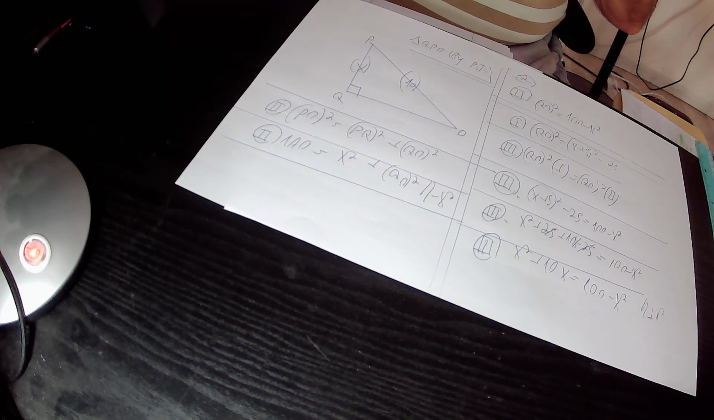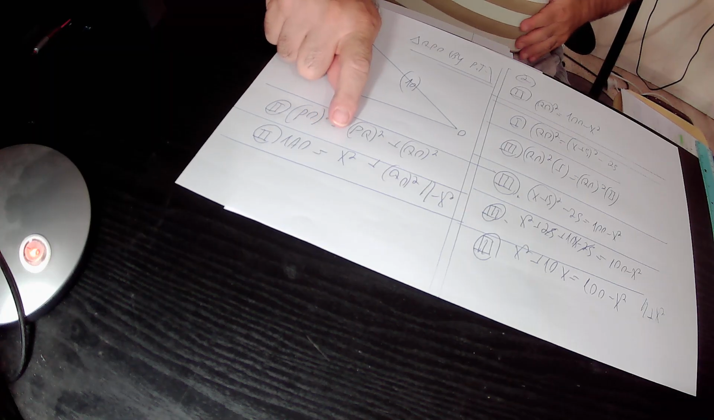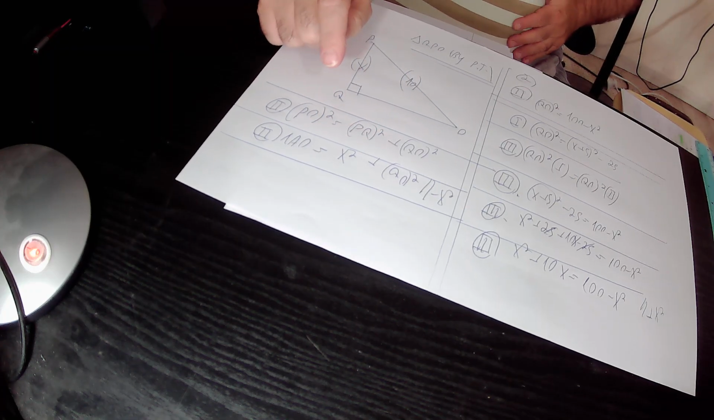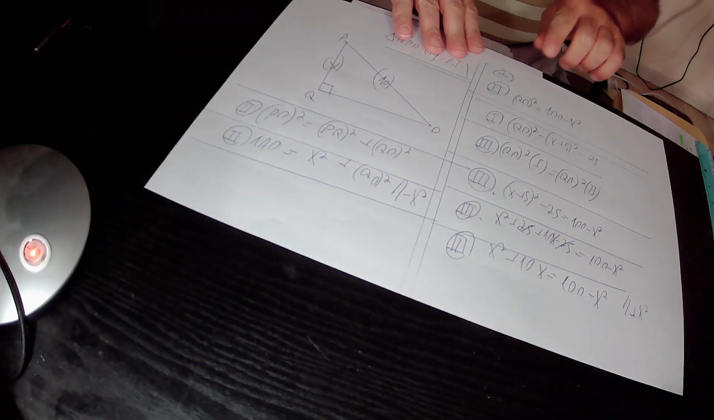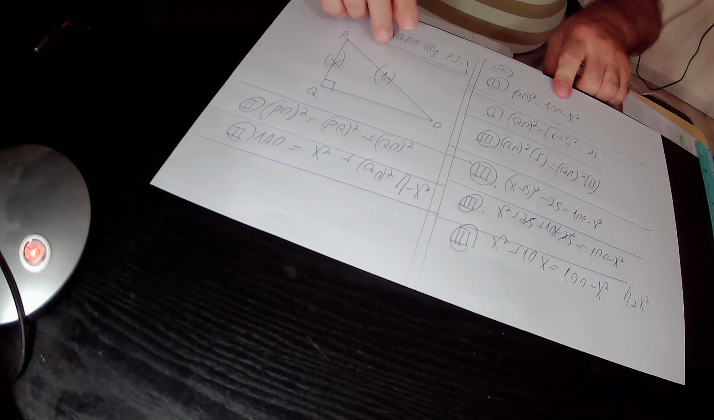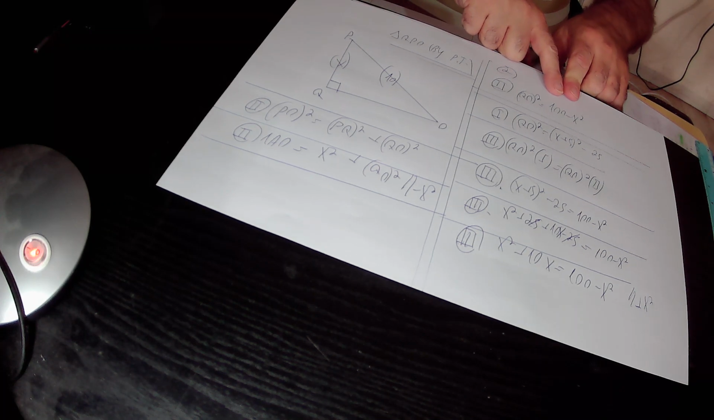So in total, according to equation 2, we find out that 100 equals x squared plus QO squared. Here we subtracted x squared from this equation, and finally found out that QO squared equals 100 minus x squared. This is according to equation 2.